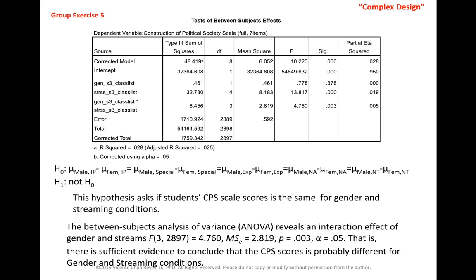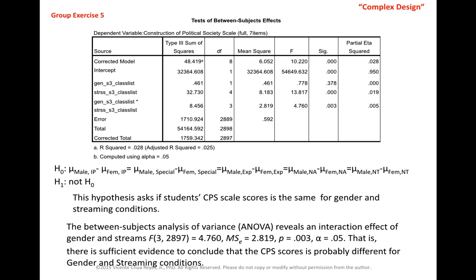But when we take a look at gender, above here, we see that the p-value is 0.378. It is no longer statistically significant, whereas streams is still statistically significant. The p-value represented by sig is 0.000, right? So here is an example of a complex design. When we combine two variables, we are able to get an interaction effect, right? And this is helpful for us to consider.